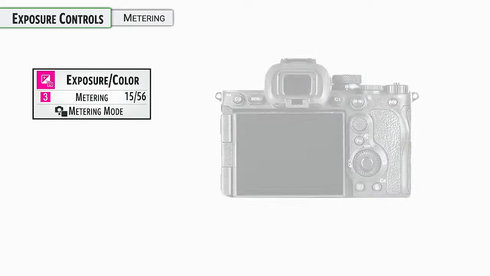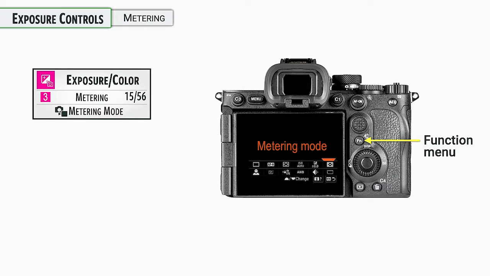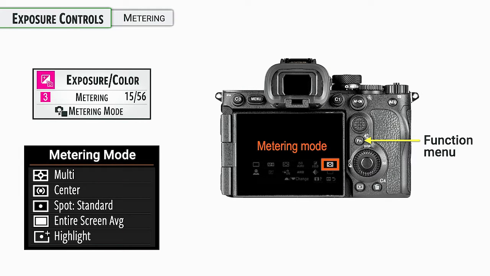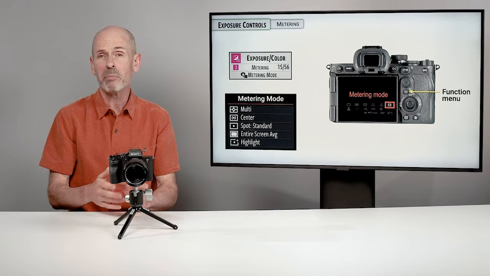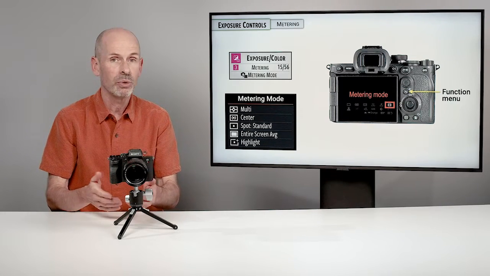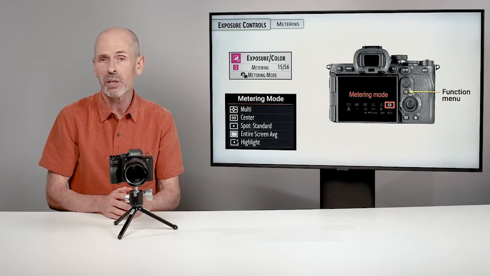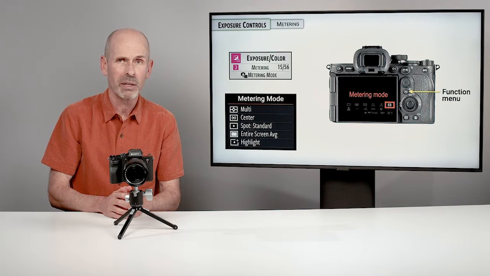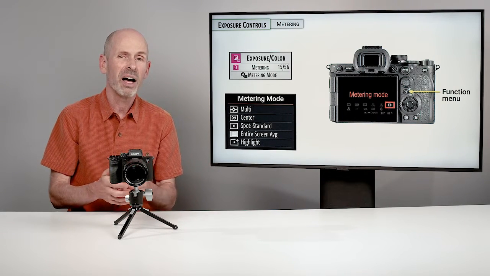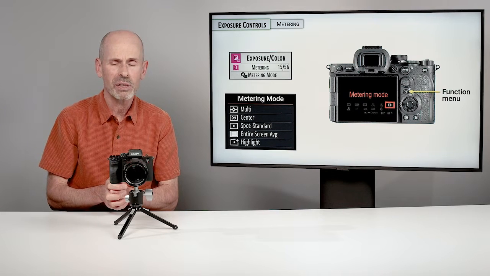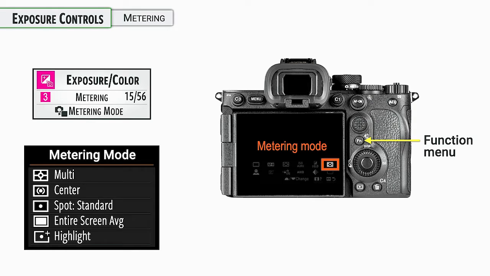Now, the way that your camera is reading light is with the metering system. The easiest way to get to the metering system is through the function menu. It's got this option on the top row over on the right-hand side. You can also get to it in the exposure and color menu tab. So there's two different ways. And if you want to program a button to access it because you use it all the time, that's another option that you can do. We'll look at those options a little bit later on. So the camera has 5 different options on the way it reads light. Let's look at those 5 different options.